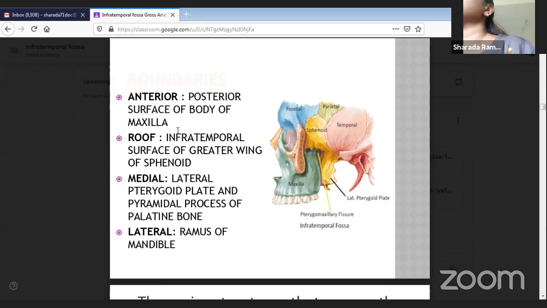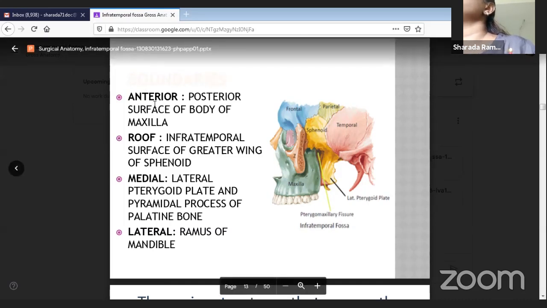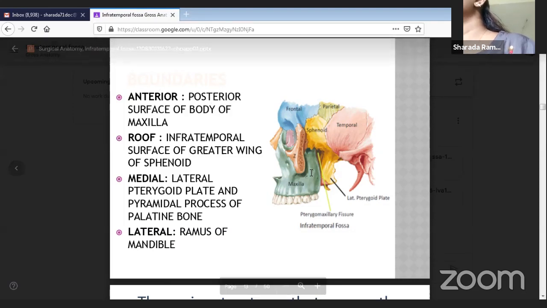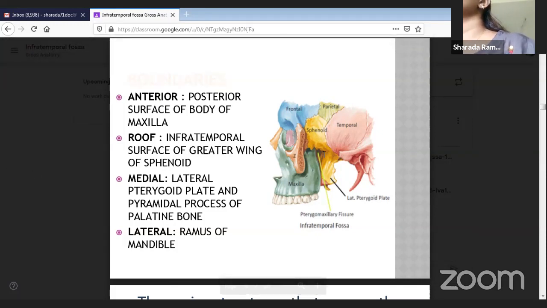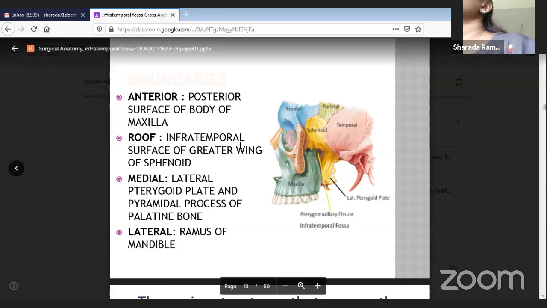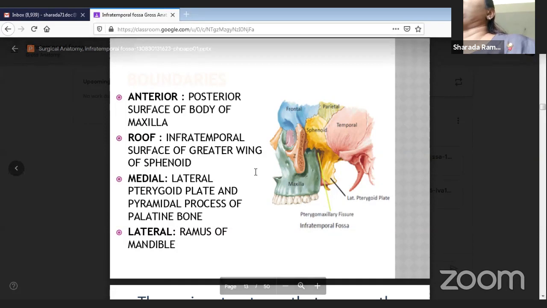So how do you write it? This is how you are going to write it. Anteriorly, it is by the posterior surface of the body of the maxilla. Now you can see the whole posterior surface of the maxilla. The roof is kind of pentagon shaped, and it is the greater wing of the sphenoid bone. Here you are going to see two foramina, one foramen ovale and one foramen spinosum. Two important structures will be passing through these foramina, so they are present in the roof themselves.